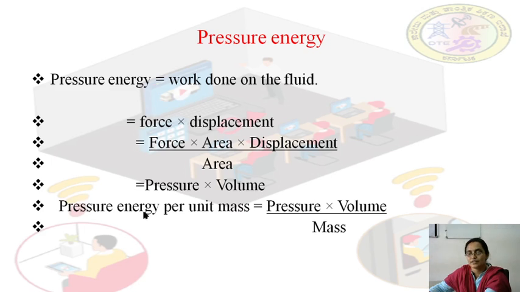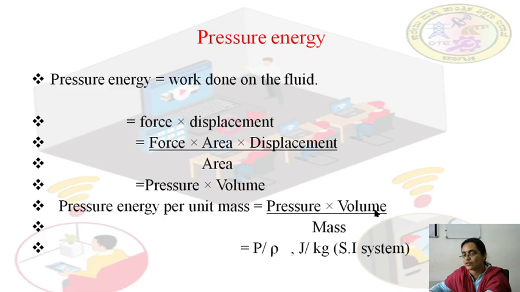So pressure energy per unit mass: pressure energy is pressure into volume. Per unit mass, so divided by mass. So it can be written as pressure P, and what is mass by volume? Mass by volume is density, rho. The unit is joule per kilogram. This is the SI system unit of pressure energy.